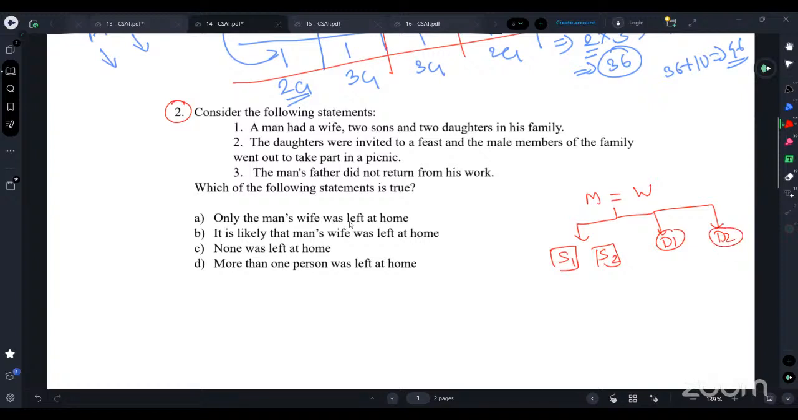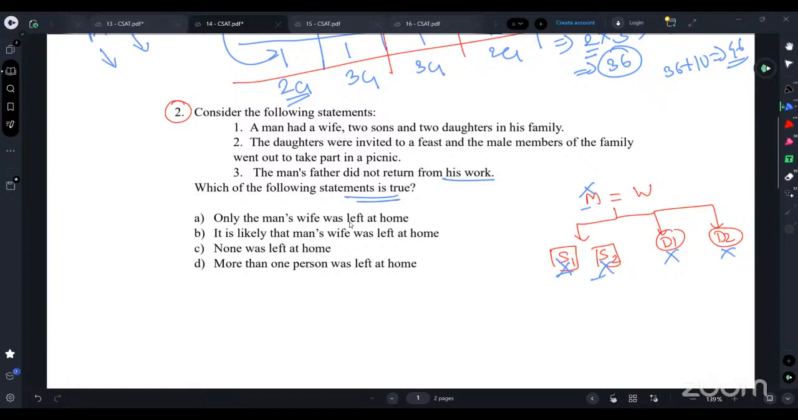The daughters were invited to a feast, and male members of the family went out to take part in a picnic. Okay, so men are not at home, right? So these are men. So all of them are not at home, and daughters were invited to a feast. So D1, D2 is also not at home, right? Now, the man's father did not return from his work. So whoever is the father of this man, he has not returned home from his work.